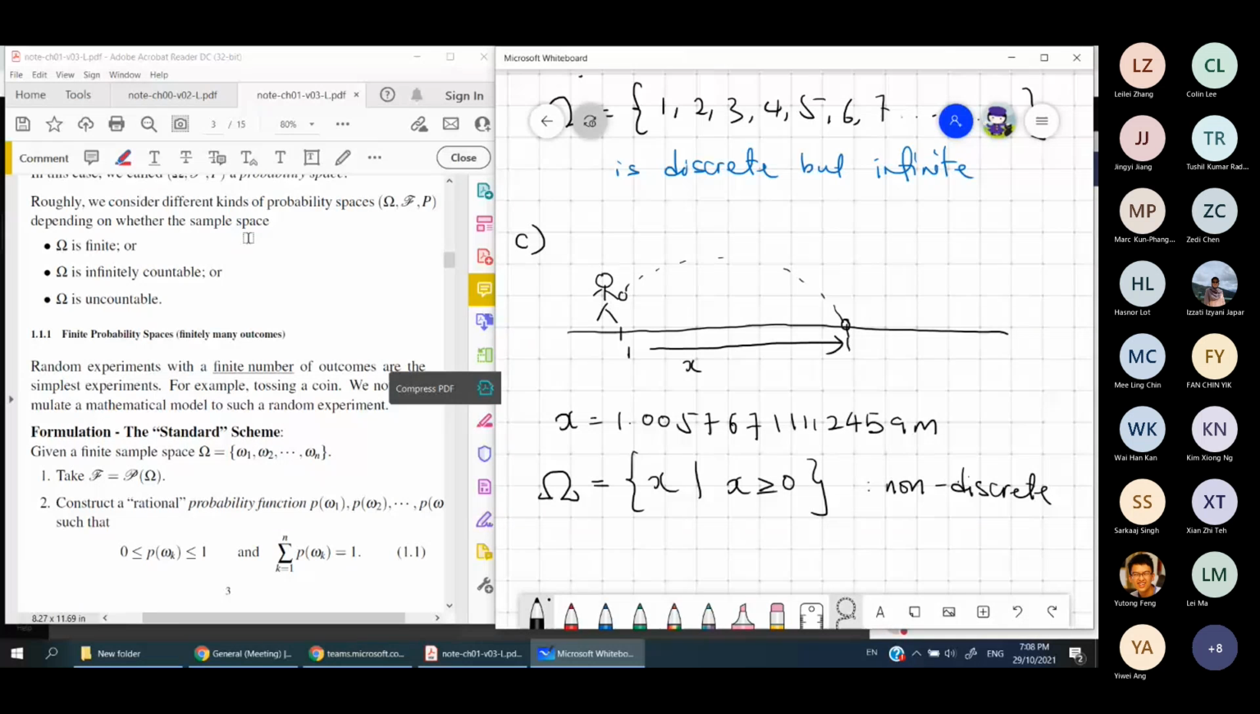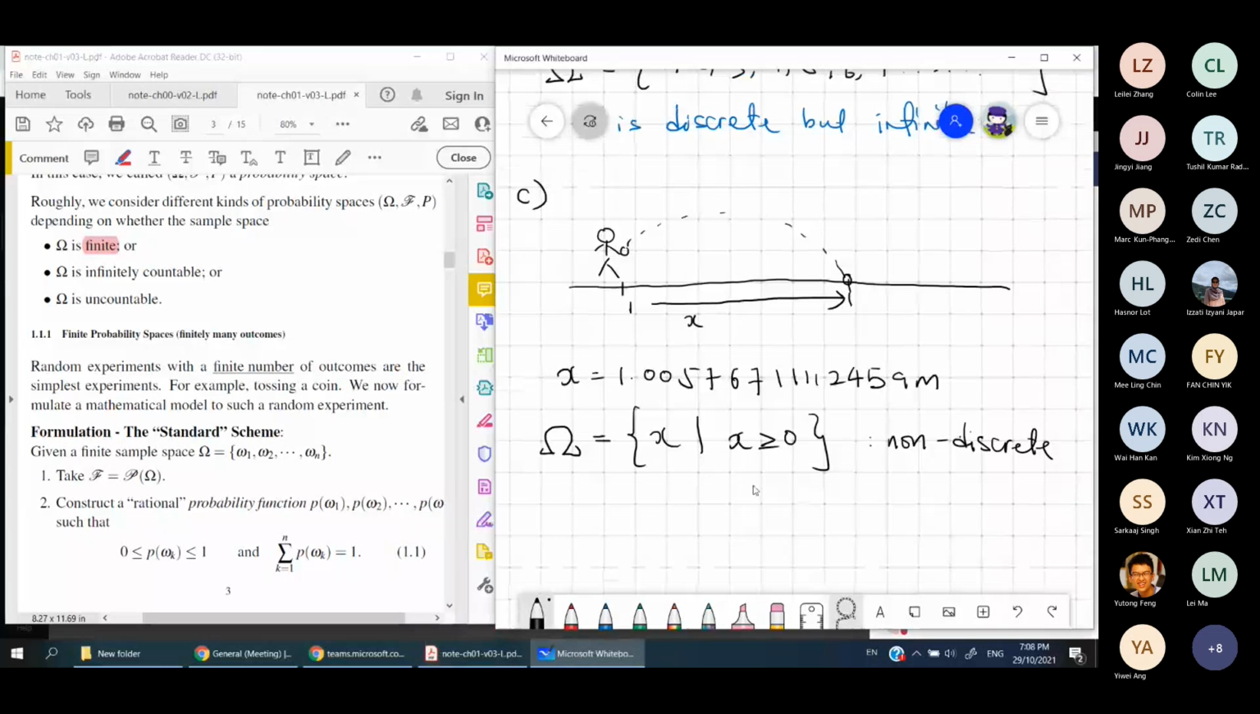So this is a case which is non-discrete. Based on the nature of this omega, we split into 3 different cases. We see how to construct the probability space for these 3 cases one by one. We start off with the easy one, when omega is finite, then it's very easy to construct, and follow with this. And finally, we look at the hard case here.